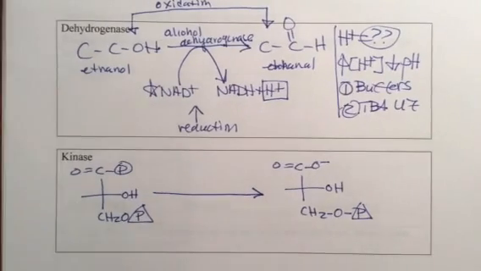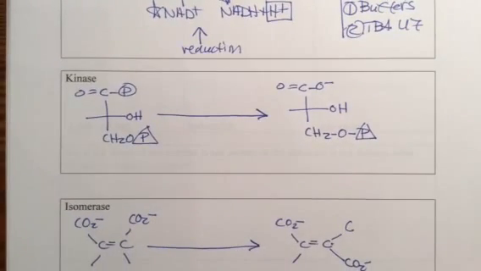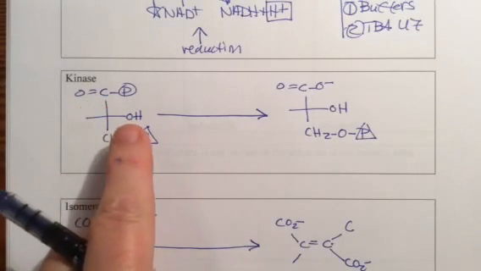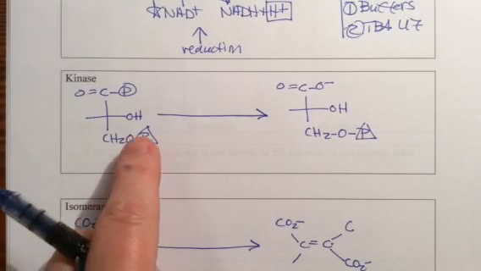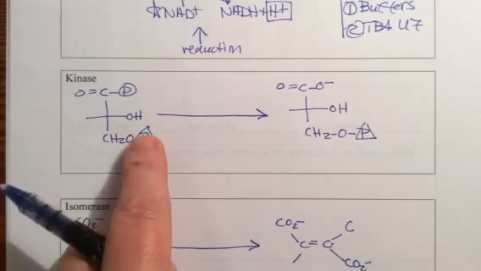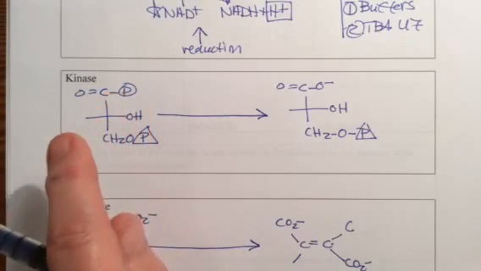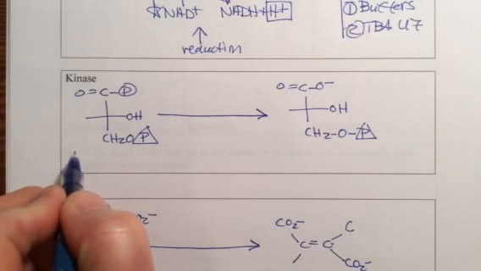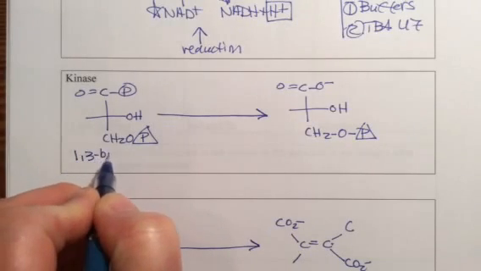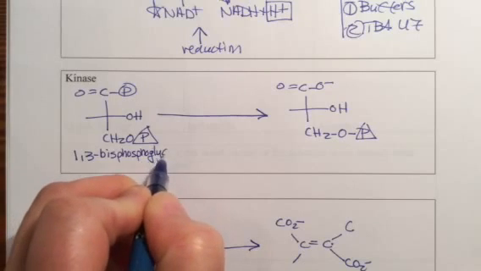All right, on our next example, we have a kinase, and kinases, remember, transfer phosphates. So I've put this one in a circle and this one in a triangle to show you that this phosphate is going to go somewhere. And the question is, what enzyme will we need and where is that phosphate going to go? Well, this molecule is called 1,3-bisphosphoglycerate.